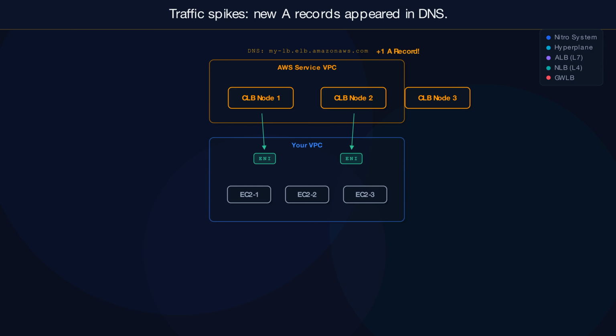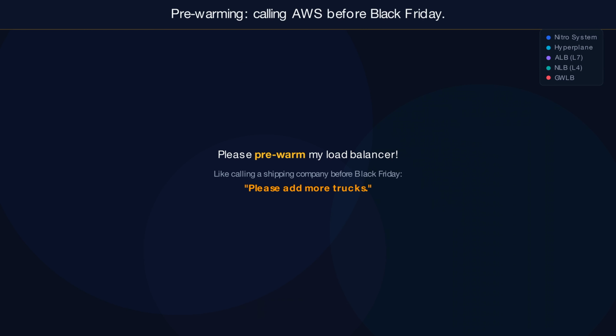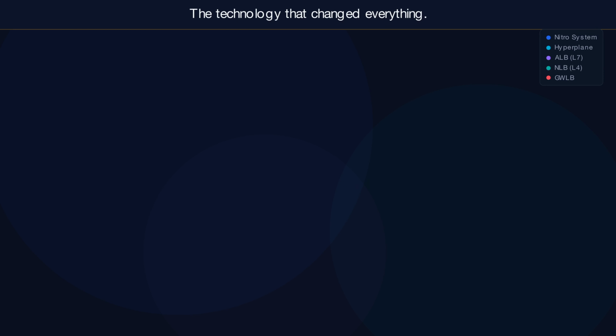Here's where it got messy. When traffic spiked, AWS added more instances behind the DNS name. You could literally see additional A records appearing. Partners like Palo Alto had to poll the DNS every second to discover new nodes. For big events, you had to call AWS support and ask them to pre-warm your load balancer. That is like calling the shipping company a week before Black Friday and saying, "Please add more trucks."